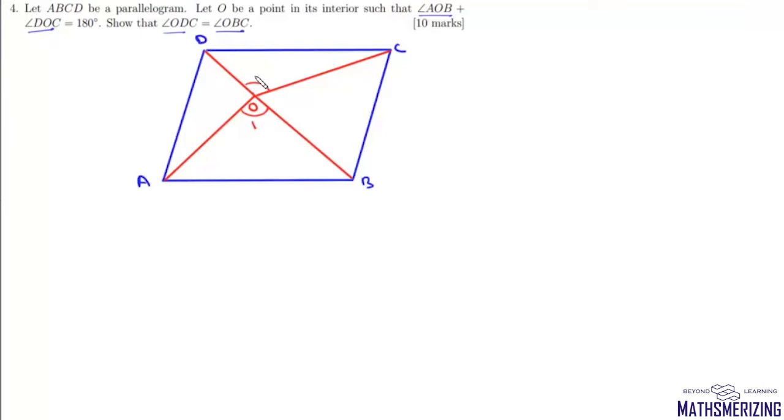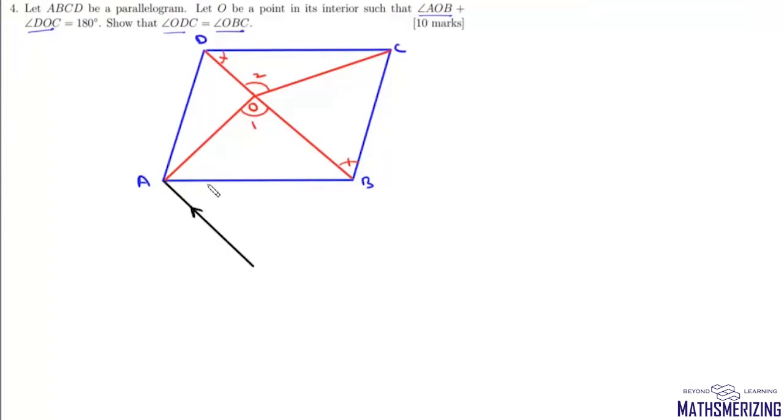So suppose this is angle 1 and this is angle 2, and we need to show that angle ODC, which is this angle, it is equal to angle OBC. So it should be equal to this other angle. And in this question, what we'll do is we'll do some construction.